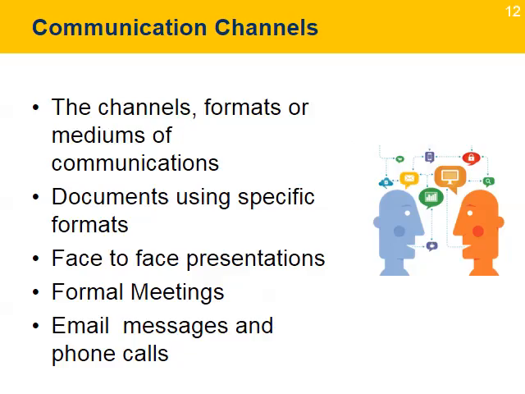The next element of the communication plan is to list the channels to communicate with the various stakeholders. Each stakeholder will have a different preference based on their understanding and accessibility. These include a document using specific formats, for example, a donor's financial report that must use the donor's accounting codes. Other channels include face-to-face presentation to beneficiaries, meeting with the project team and key stakeholders, and email messages and phone calls with consultants and internal stakeholders.